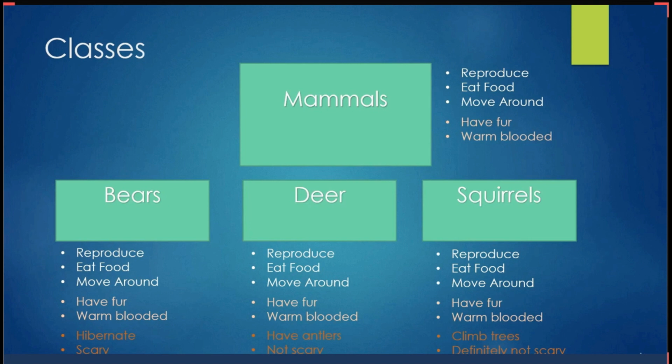And they are also not very scary, at least in general, compared to bears, and squirrels, of course, are different. And then bears and squirrels climb trees, and they are definitely not scary. So these are the features which make each mammal different from the others within their own characteristics. So as we go down in this hierarchy of classes, we get more and more specific traits and functionality that the previous parent class did not possess.